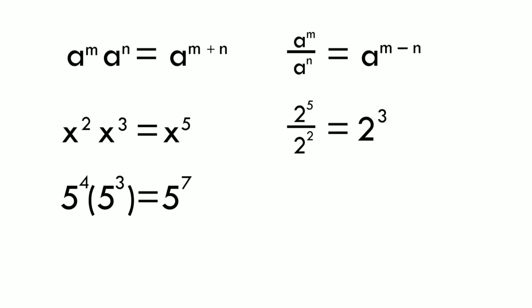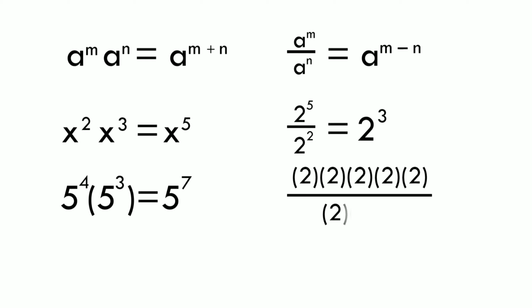Not convinced? Here's a proof. 2 raised to the power of 5 is just 2 times 2 times 2 times 2 times 2. Now 2 raised to the power of 2 is just 2 times 2. Now if you still remember, in division or in a fraction, two factors that are similar can be cancelled out. So we can cancel these numbers. Now how many 2's remains? That's just 2 times 2 times 2, which is just equal to 2 cubed or 2 raised to the power of 3.